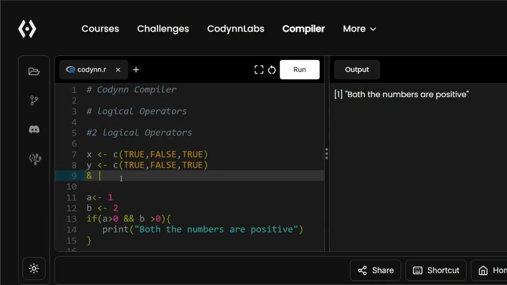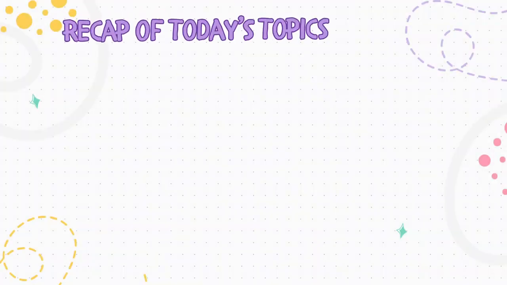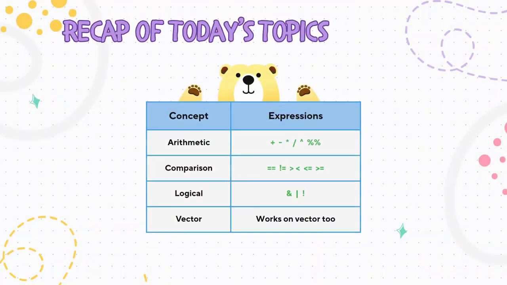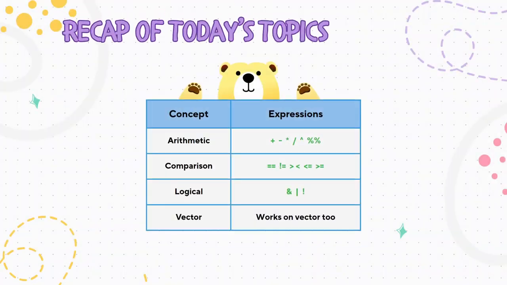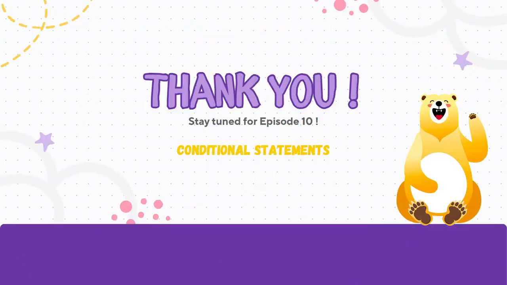So after this, let's head towards a quick summary. As a recap of today's topics, we learned about arithmetic operators, comparison operators, logical operators, and that these operators work on vectors as well. So that was it for this episode. In the next episode, we're going to be dealing with conditional statements, as we discussed earlier, a teaser of which was the if statement. That is, if a condition is true, you can execute a line or a bunch of lines of code. We'll be talking more about that.